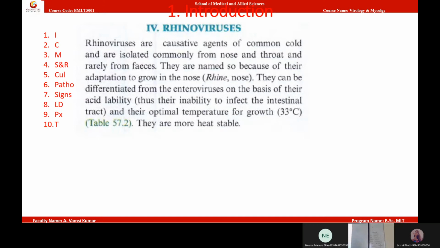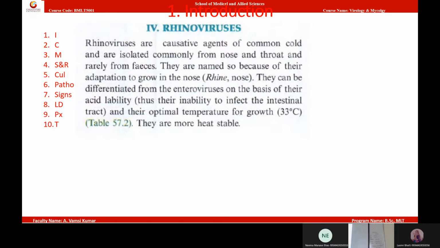Now there is a catch point. Usually you will get cold mostly in the summer or in the winter. Tell me, students, in the winter, right? Usually it will come in the winter. And there is a reason why you will get cold in the winter. The thing is, class, the favorite temperature or the ideal optimal temperature for the replication of rhinovirus is 33 degrees centigrade.